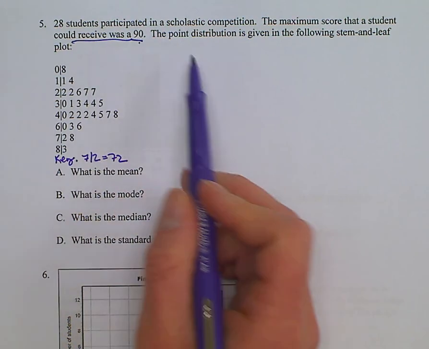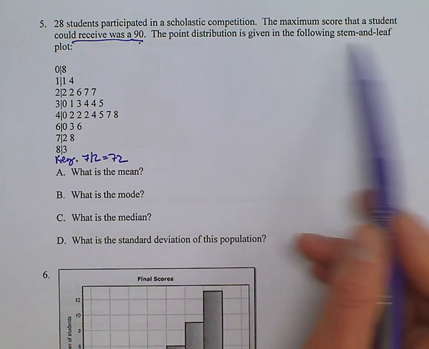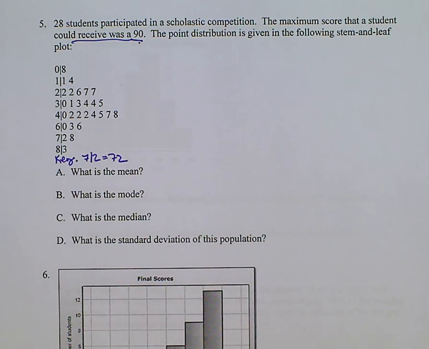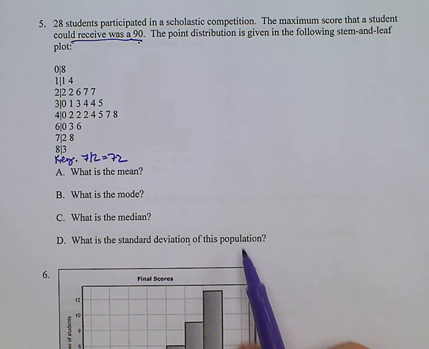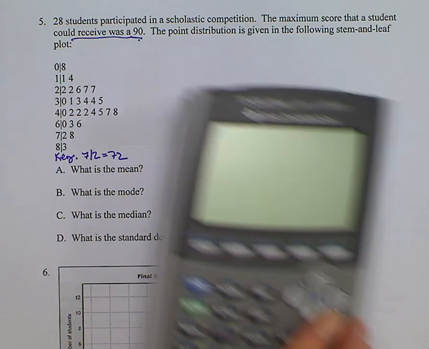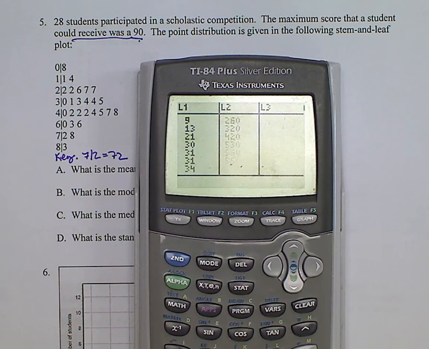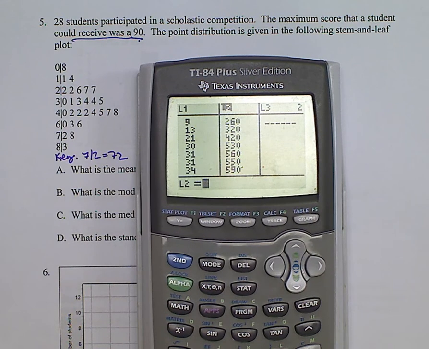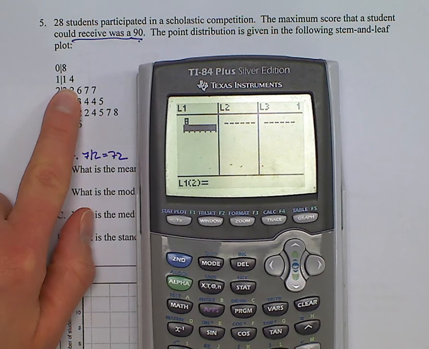So it says the point distribution is given in the following stem and leaf plot. We have to find the mean, the mode, the median, and the standard deviation of the population. Because we need to find these things, I think the easiest method would be to go into our lists and enter in the data set. I'm going to clear out the data sets that I have in here. We typically want to work with list 1 because the calculator defaults to list 1. So I'm entering in my data entries.